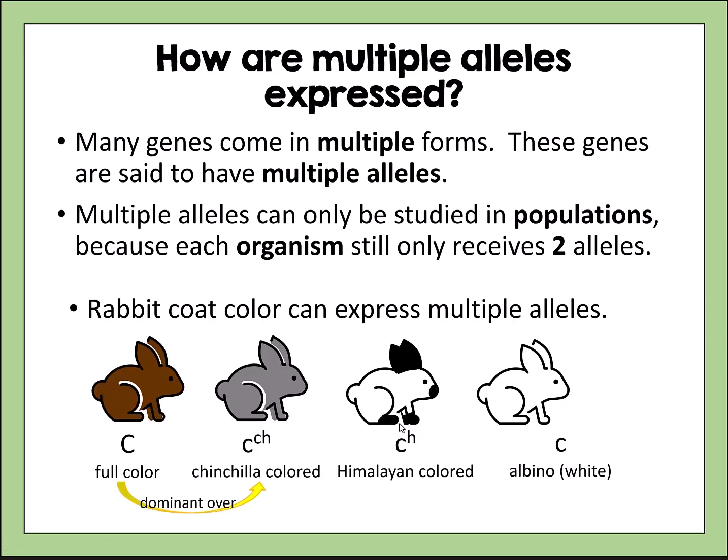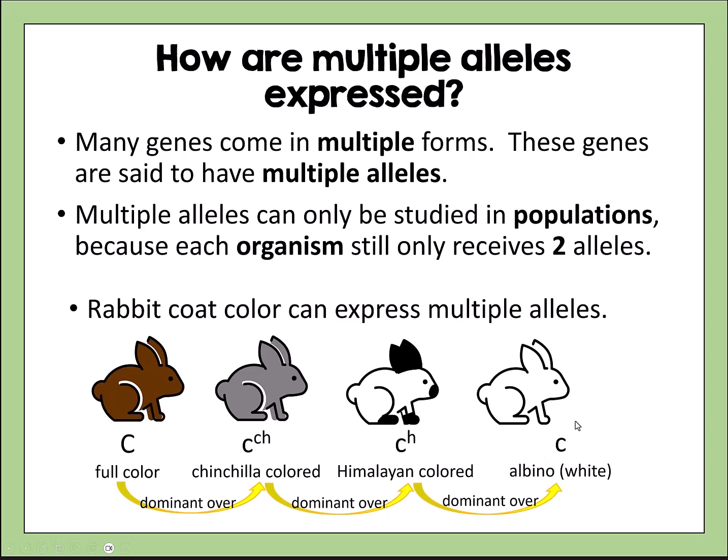So each of these alleles is dominant over the next. And this can be determined by following patterns of inheritance through the populations. So we now know that full color alleles are dominant over chinchilla colored. Chinchilla colored alleles are dominant over Himalayan colored, and Himalayan colored alleles are dominant over albino.